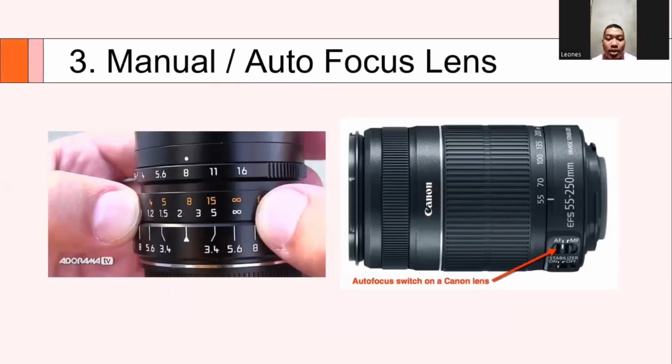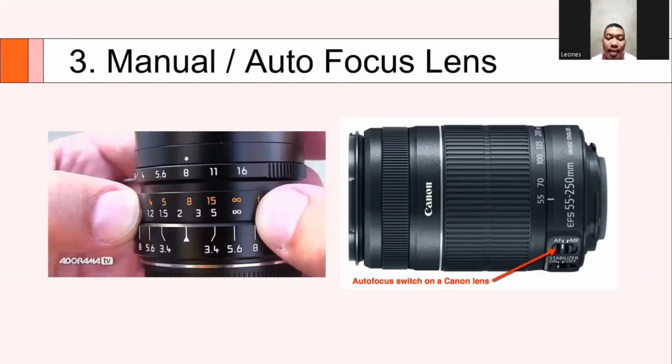And there are two types of focus lens. First is the manual focus lens, and second is the automatic focus lens. When you use the manual focus lens, you will manually focus the lens by rotating the focus ring and balance it on the distance indicator. While with autofocus, the lens will automatically focus on the object without a hassle.